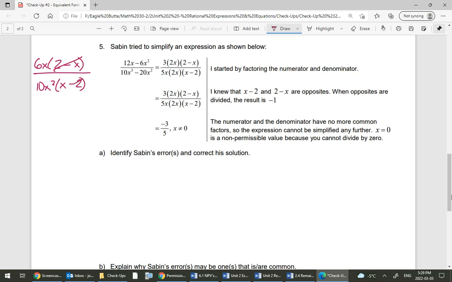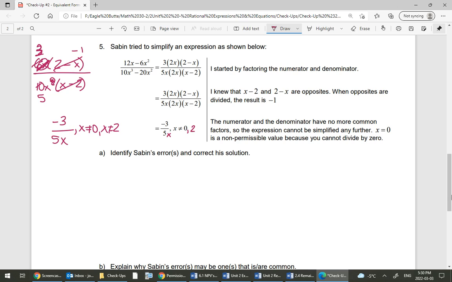And I'd have the 2 minus x over x minus 2 is negative 1. And 6 over 10 is just divided by 2, 3 over 5. And there's an x here that cancels, and we're left with an x on the bottom. So I would have negative 3 over 5x. So that might be what you do off to the side. And again, do your NPVs. X cannot be 0. X cannot be 2. And then sometimes it's easier to look at what the answer should be and then try to figure out where the mistakes are. So it looks like we're missing an x and we're missing a 2.